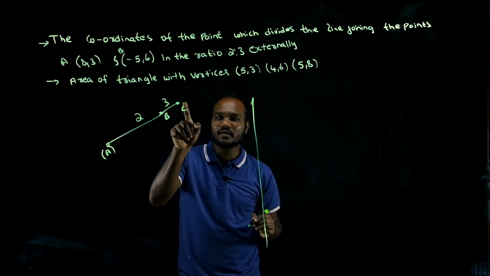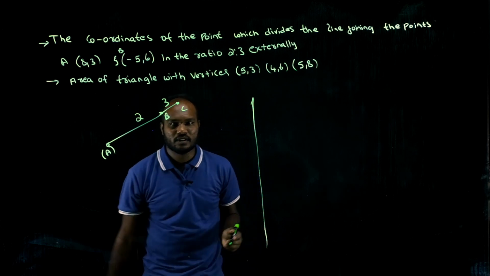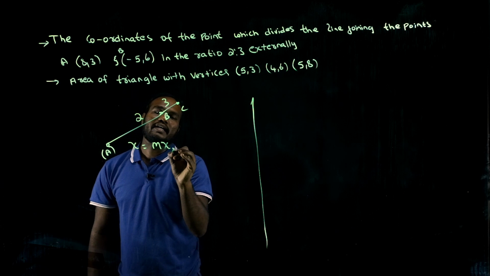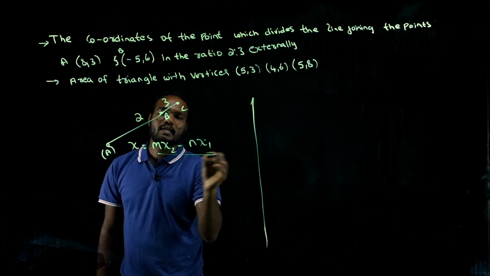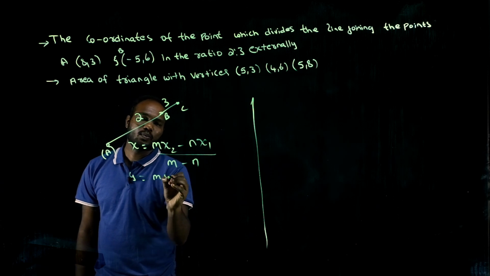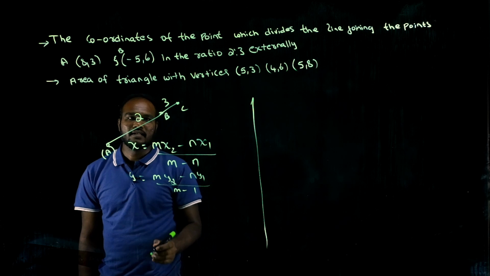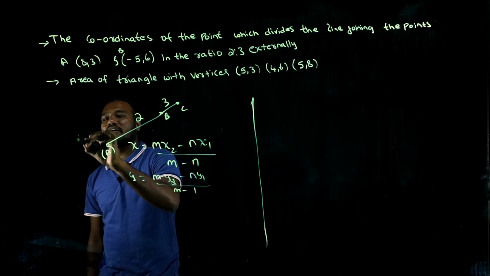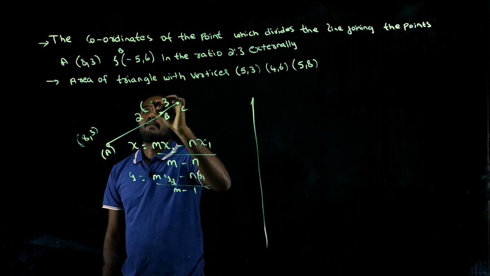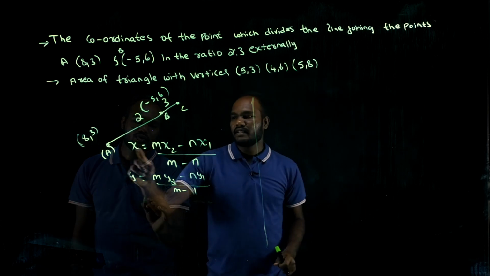Why have I written C here, not here? Because they said the ratio externally. Externally means over here. The formula to find x is m into x2 minus n into x1 divided by m minus n, and to find y, m into y2 minus n into y1 divided by m minus n. Okay, let's just take the points. 8 comma 3 is the first point, and the other point is minus 5 comma 6. Okay, 2:3 is the ratio. These two are the formulas.